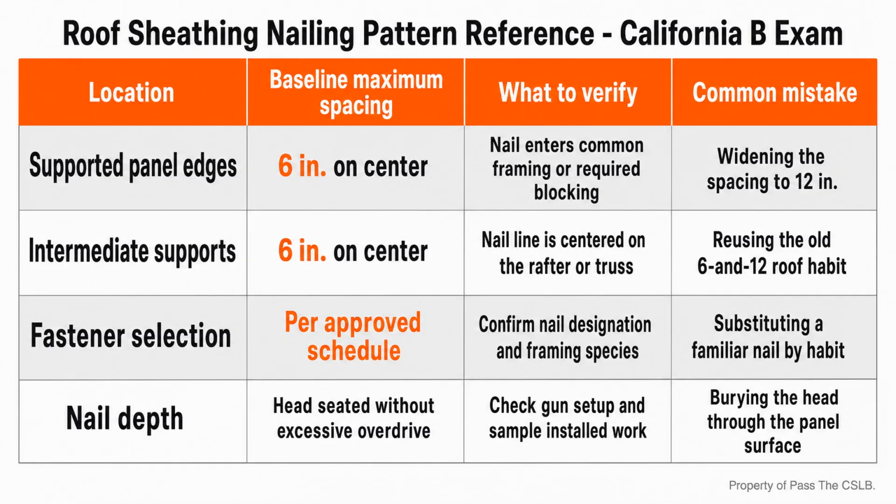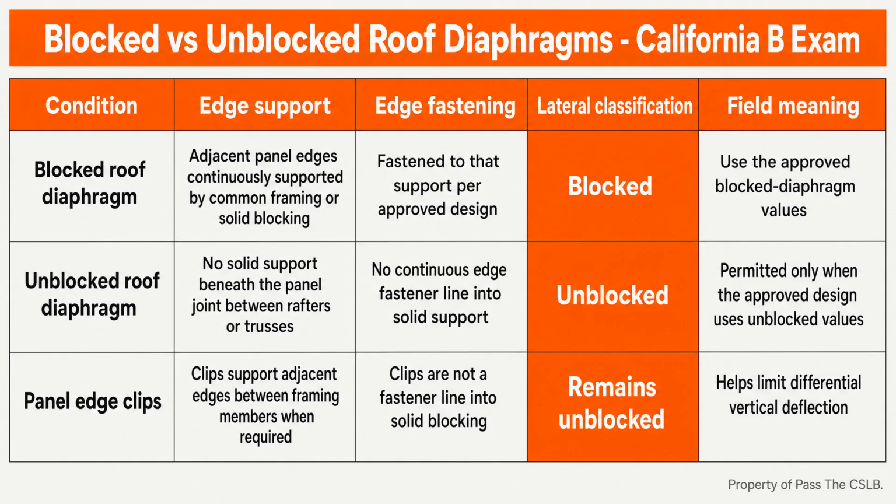In a blocked diaphragm, adjacent panel edges are continuously supported by common framing or solid blocking and are fastened as the design requires. In an unblocked diaphragm, the panel edges between rafters or trusses are not supported by solid blocking, even though the panels are fastened along the framing members that do support them. The comparison on screen separates three conditions.